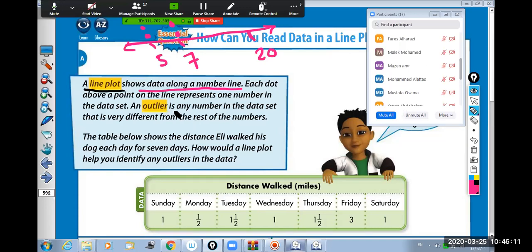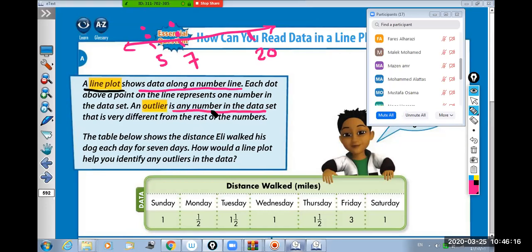It's any number in the data set. Data set means the numbers, yani. So it's any number that is very different from the rest of the numbers. Very different means it has a big space from the others. Do you understand or not? I understand, mister.